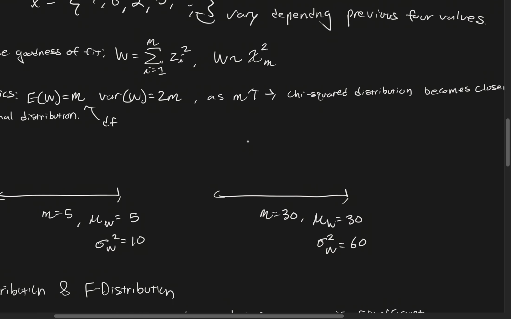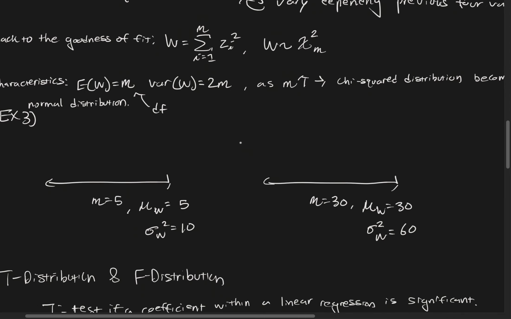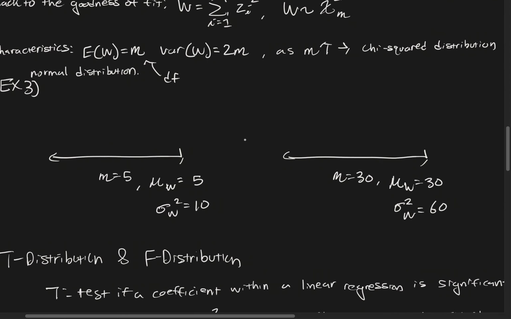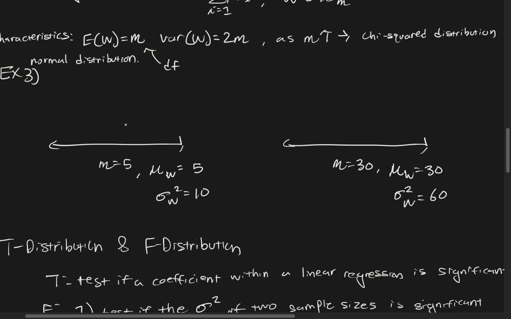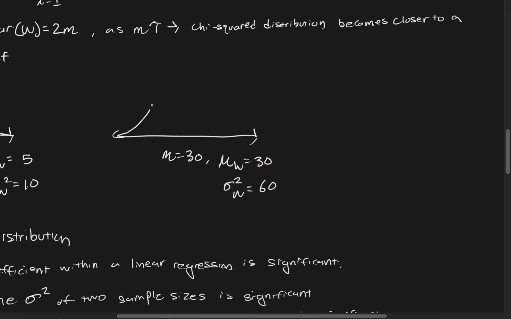So as M increases, the chi-square distribution, once again, becomes closer to a normal distribution. When the sample size or the degrees of freedom is relatively low, let's say it's 5, then it will have a right skew, like this. Let's try to draw it again. But when it's a sufficient sample size, we'll use 30 in this case, then it will look like a normal distribution.